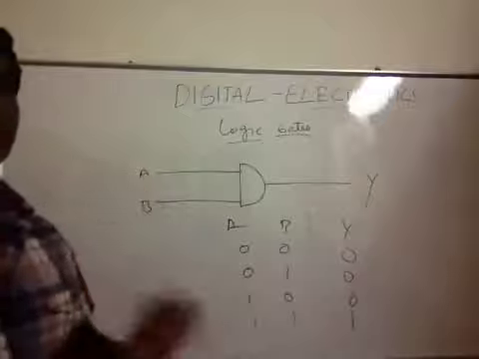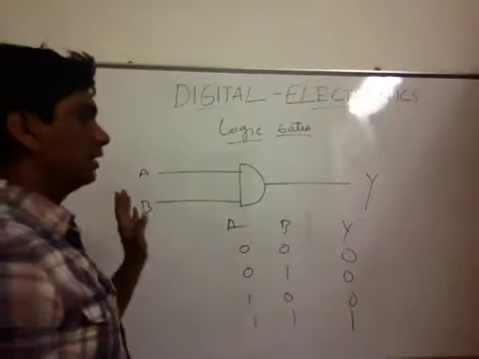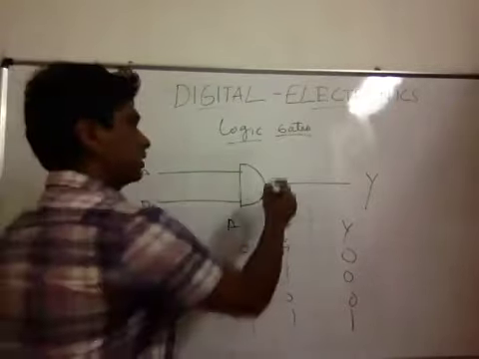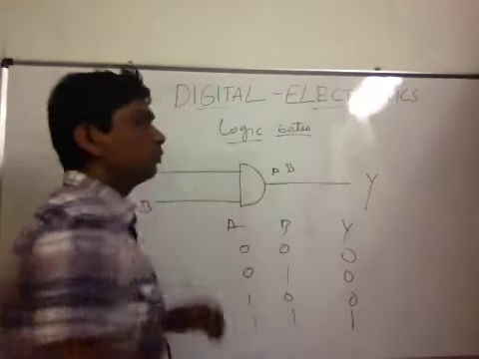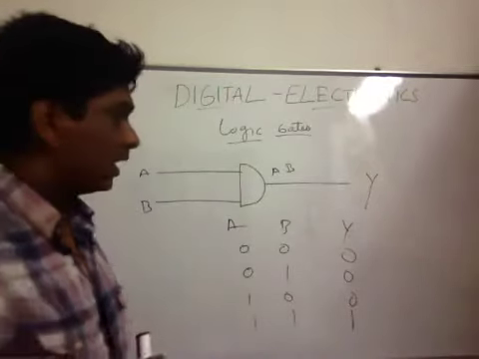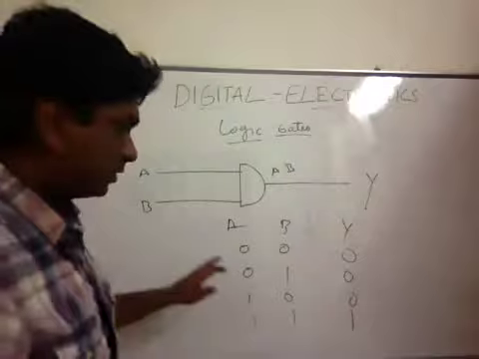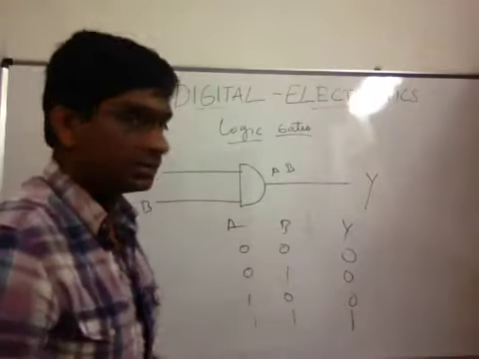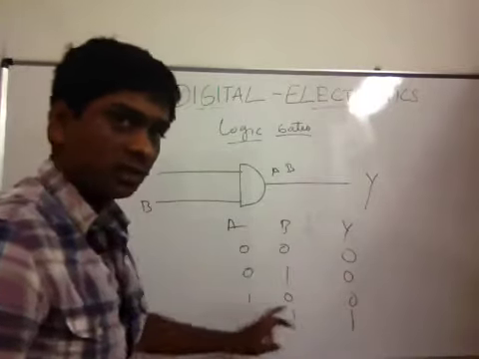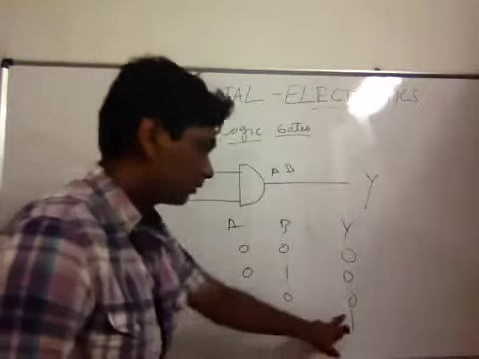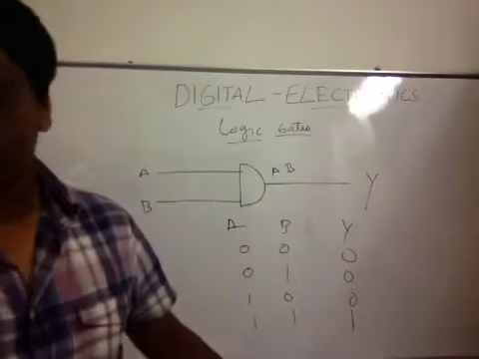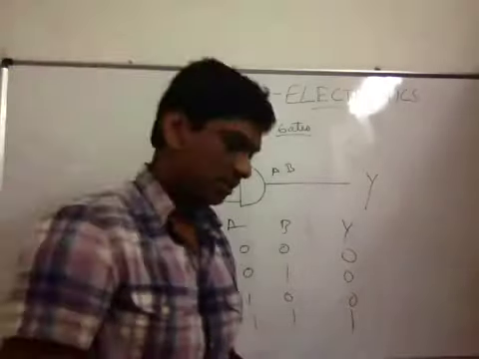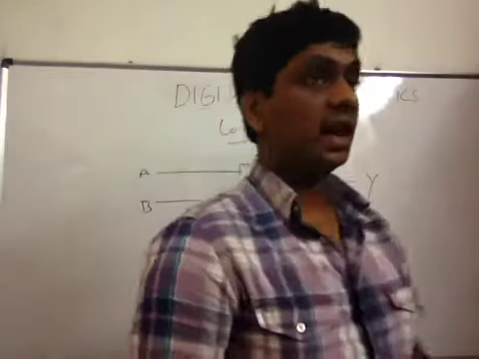This is AND gate, and this gate shows product, that is A into B. Just look at it yourselves. 0 into 0 is 0, 0 into 1 is 0, 1 into 0 is 0, and 1 into 1 is 1. So this is nothing but a multiplication gate. This is AND gate.